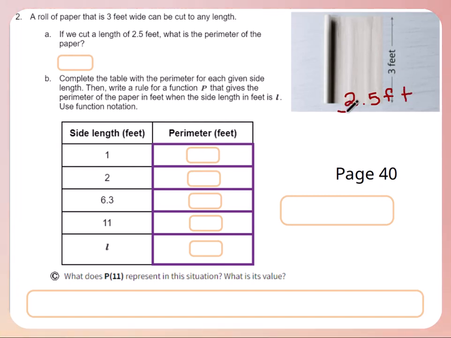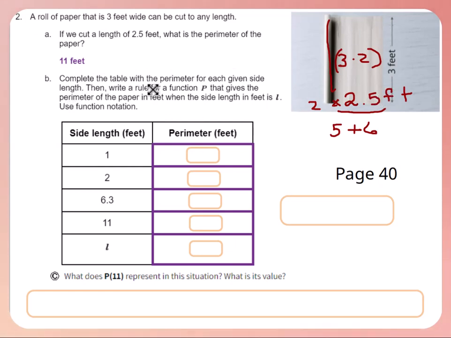Remember, perimeter, we've got 2 of these. So we're going to multiply that by 2, the top and bottom. And then we've got a side of 3 and another side. So we've got 2 of those. So 2 times 2.5 is going to be 5. And then 3 times 2 is going to be 6. So 5 plus 6 should give us 11. 11 feet.